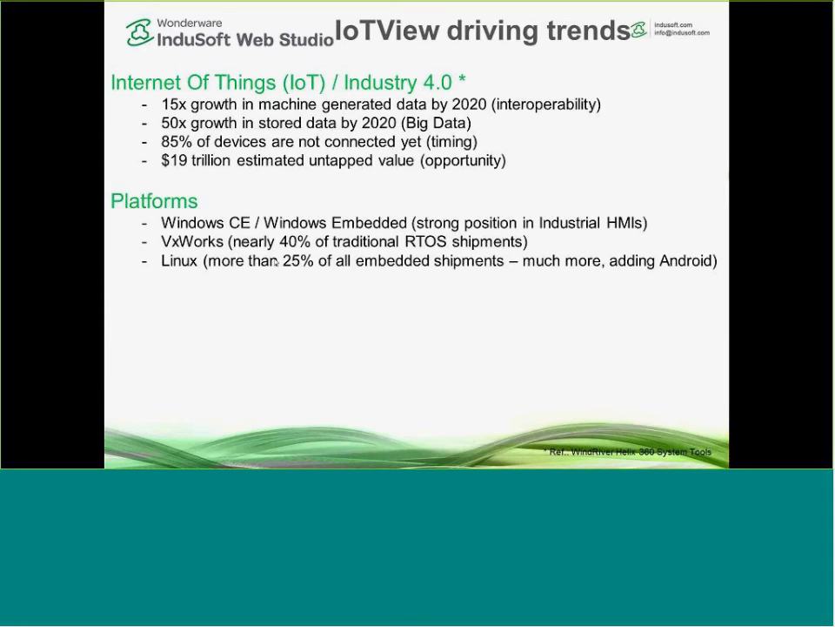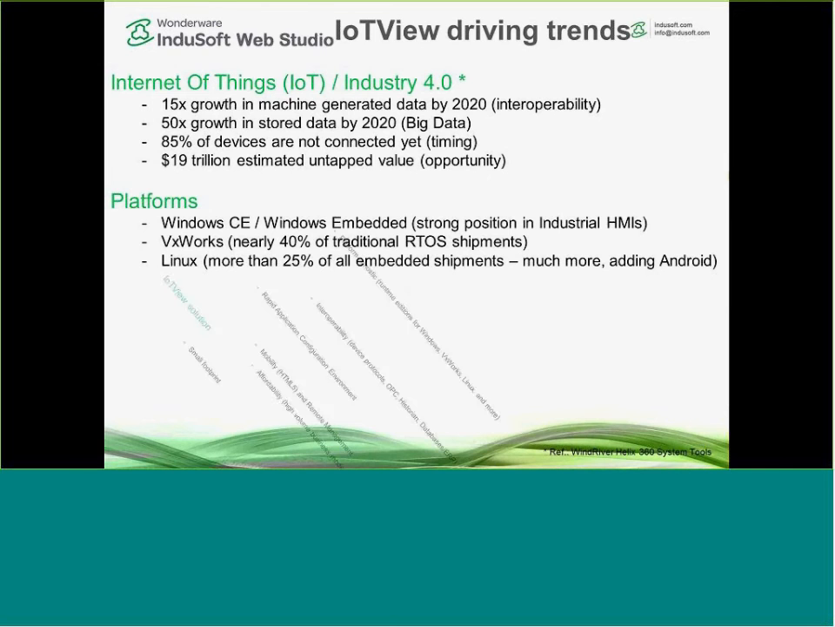The different platforms that we really have related to this are Windows CE and Embedded. They're very strong in industrial HMIs and these devices that are out on plant floors. VxWorks, if you're not familiar with that operating system, nearly 40% of traditional real-time operating systems are built on VxWorks. And Linux, and currently more than 25% of all embedded shipments are using Linux, and much, much more if you're actually talking about Android, and depends on how you look at these different numbers.